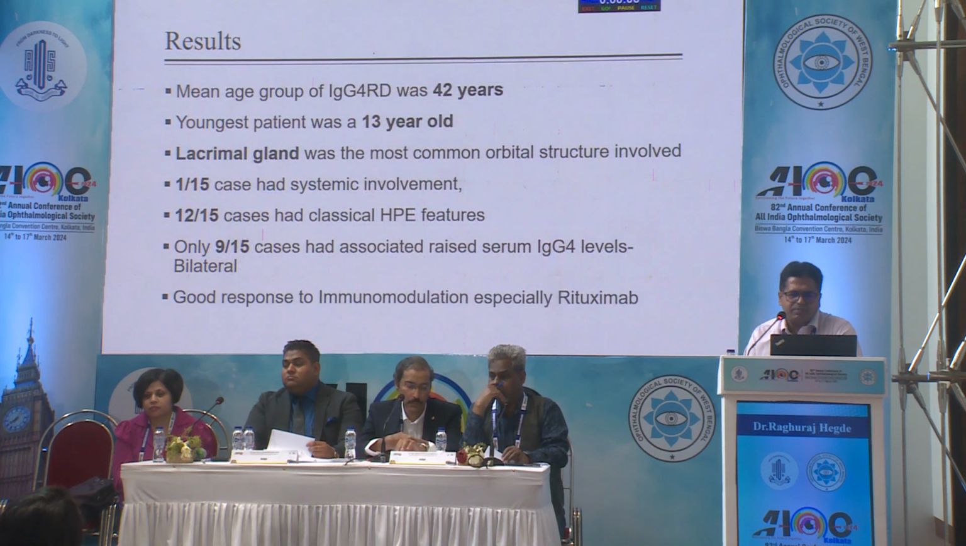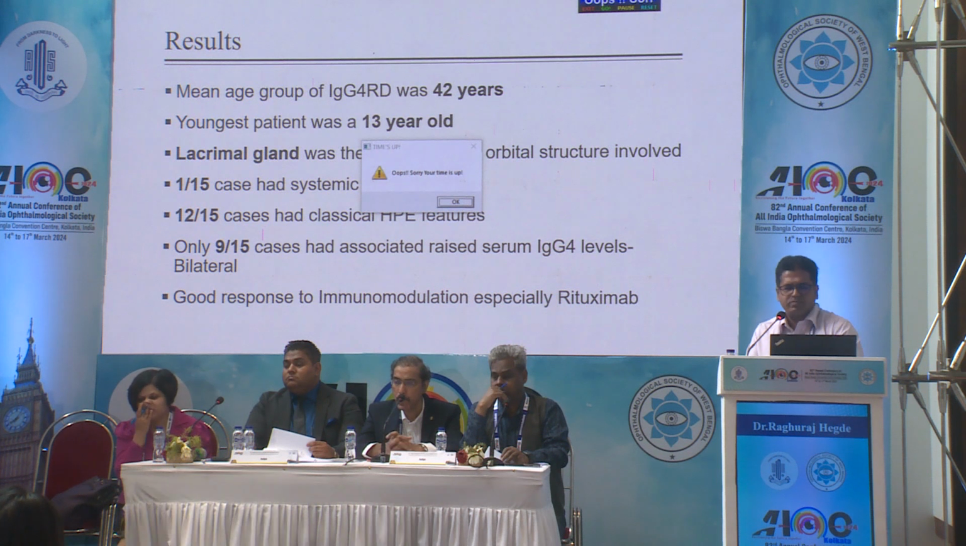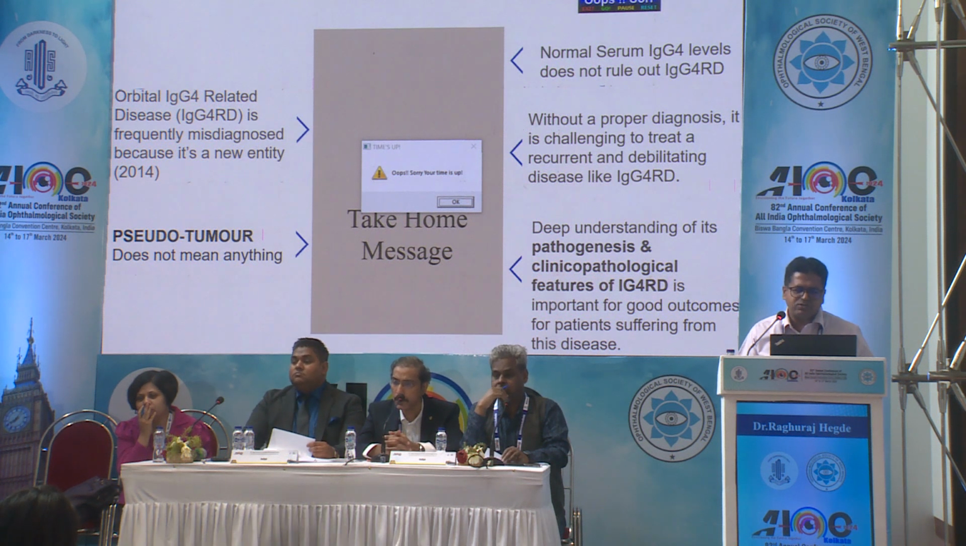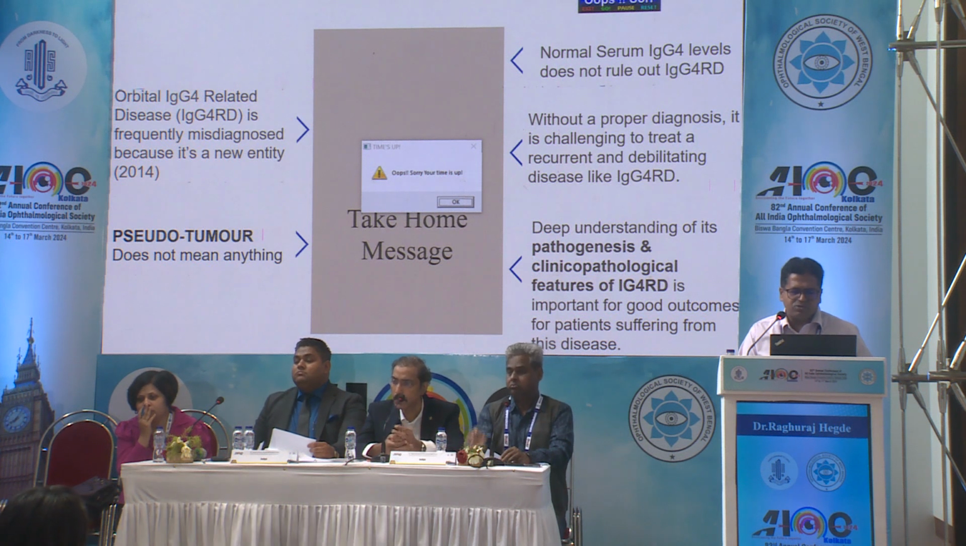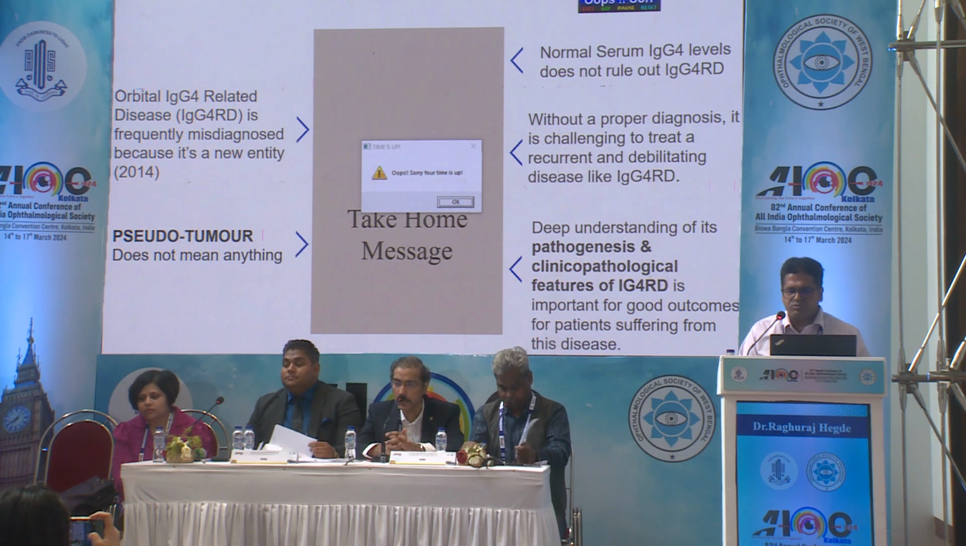The mean age of patients was 42 years. A 13-year-old was the youngest patient, and the lacrimal gland was the commonest site, and there was good response to immunomodulation, especially rituximab. In conclusion, orbital IgG4 related disease is frequently misdiagnosed because it's a very new entity. The criteria only came in 2014, and pseudotumor is actually a meaningless diagnosis in a pathology report. So we should encourage our pathologists to do more.